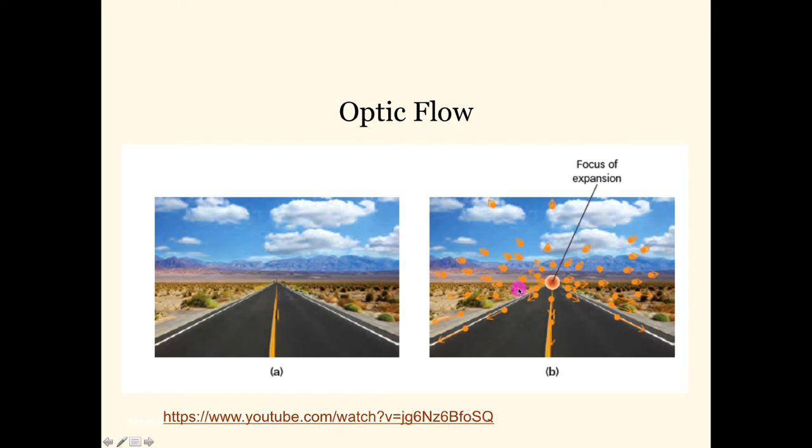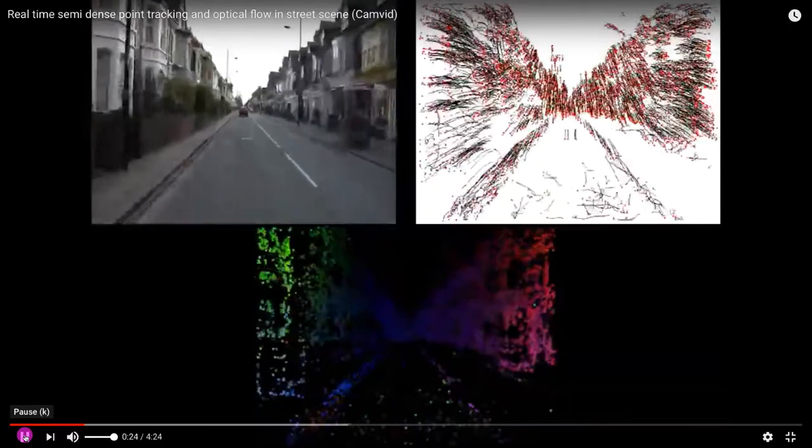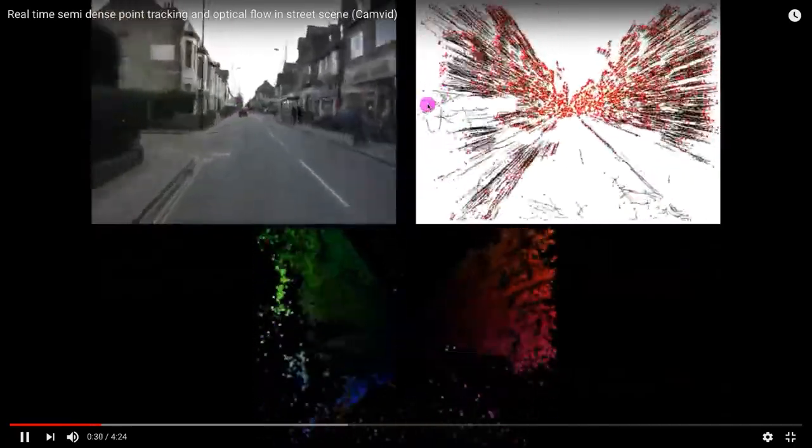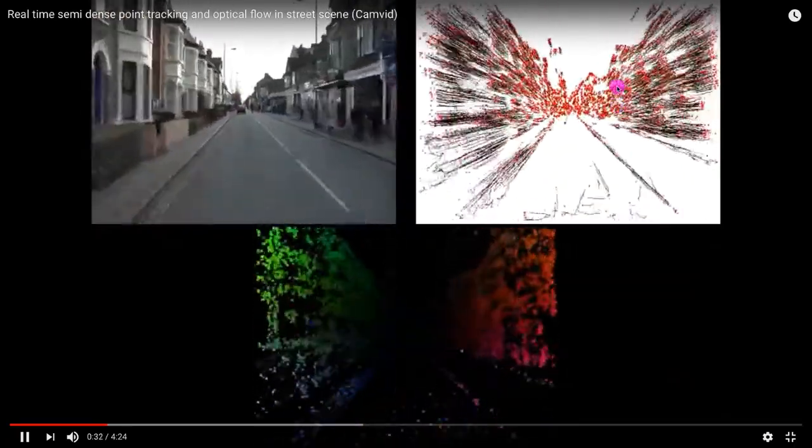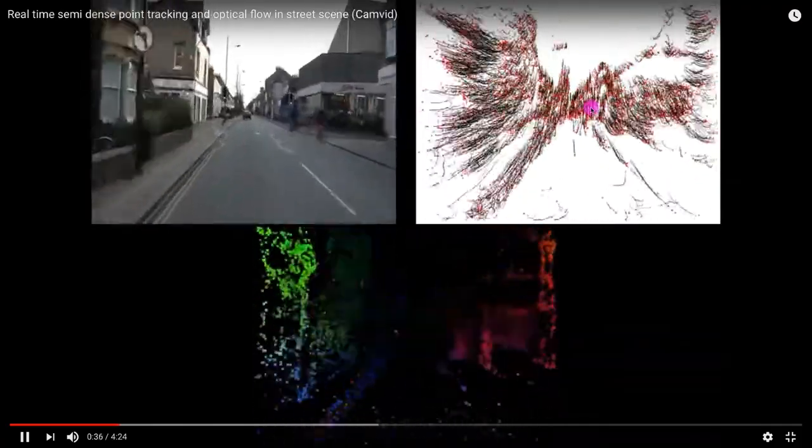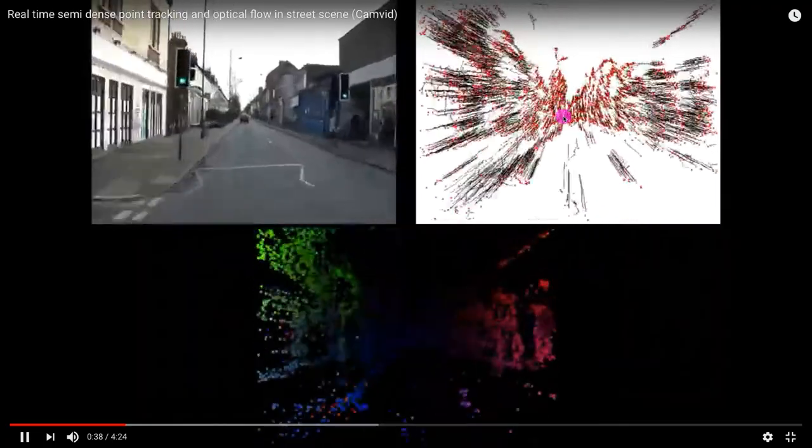So there's a flow of objects past us, except for what's called the focus of expansion, the center point here, which tells us that that is our direction. That's the direction we are headed. Here's a demonstration of optic flow on a city street. And we can see here the flow of objects just going past, except for what's right in the middle here.